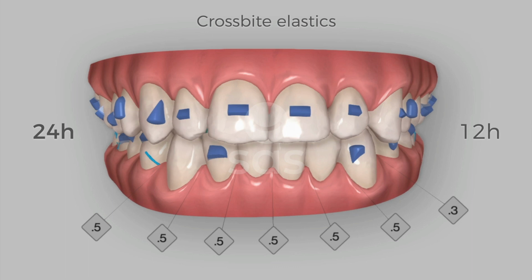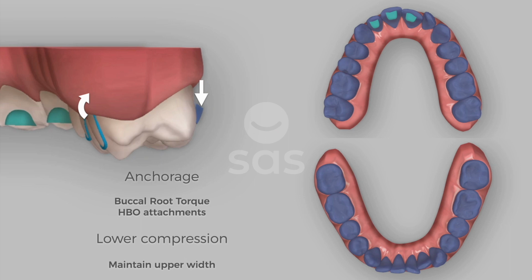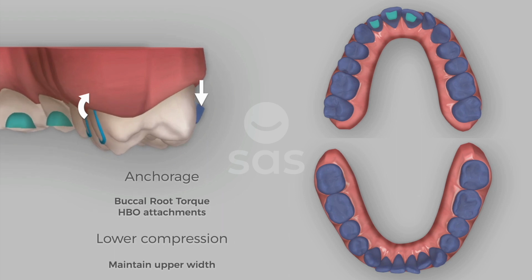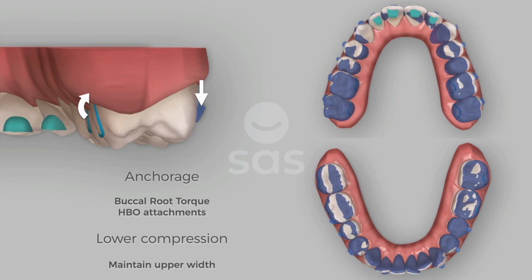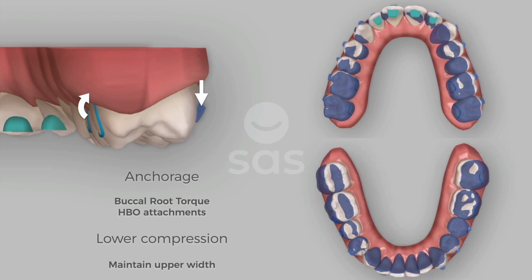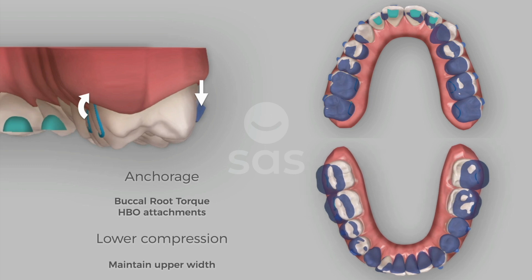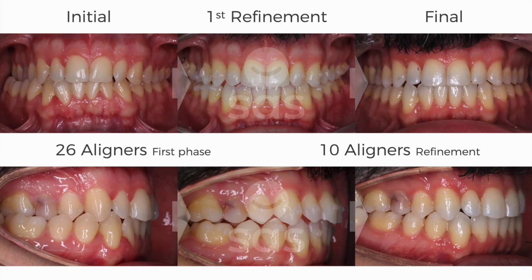Now we have a different case in which there is an edge-to-edge relationship in both posterior sectors. As the torque of the upper teeth is good, we plan crossbite correction by means of lower compression, assuming that crossbite elastics will slightly expand the upper arch. In this case, we use 6 ounces crossbite elastics, 24 hours on the right side and 12 hours on the left.